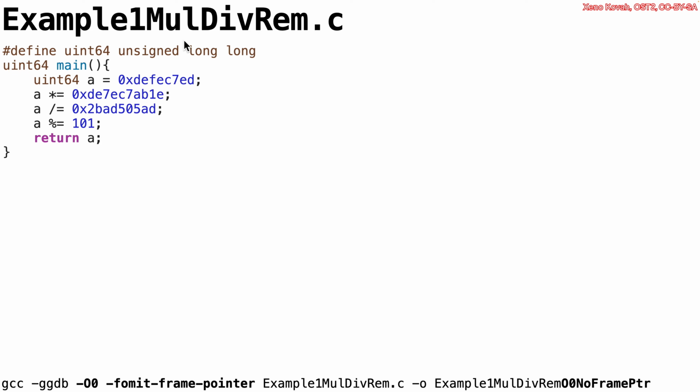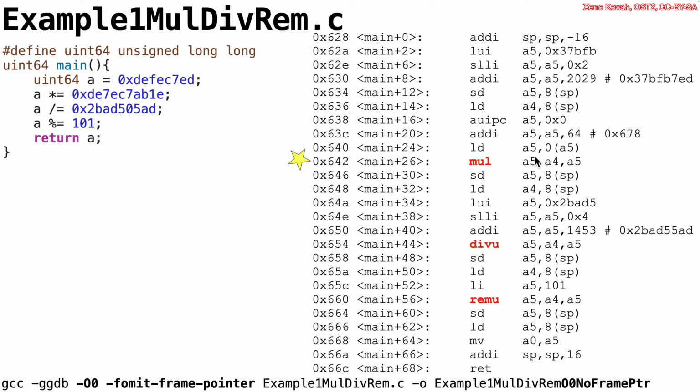So example 1, MulDivRem. We have our uint64 defined as unsigned long long. So we have an A, which is unsigned long long, and we initialize it to defected. We multiply times detectable. We divide by too bad so sad, and we modulus by lol, or 101. If we compile this at optimization level 0, we get the following assembly code with 3 new assembly instructions, mul, divu, and remu, seemingly associated with our multiplication, division, and remainder or modulus operation.